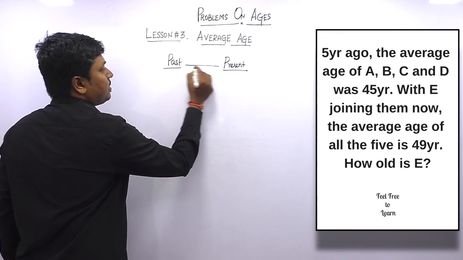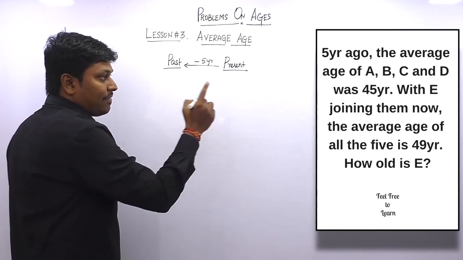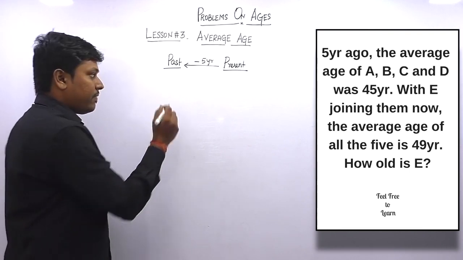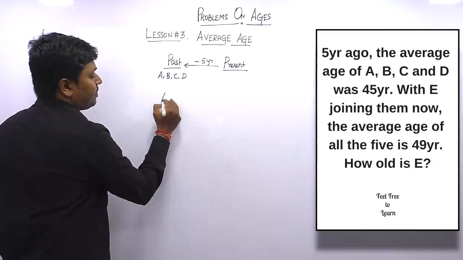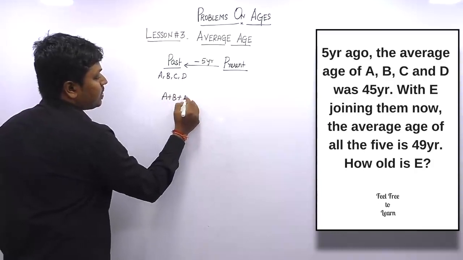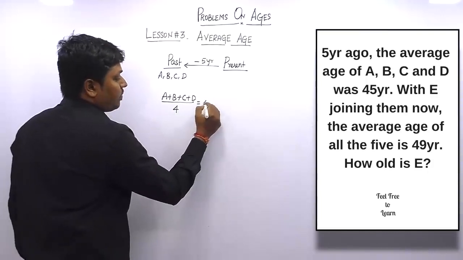And from the present to the past, 5 years ago. So 5 years ago, the average age of 4 persons is 45. So we can say A, B, C and D. So 5 years ago, the average age of the 4 persons, divided by 4, is equal to 45.